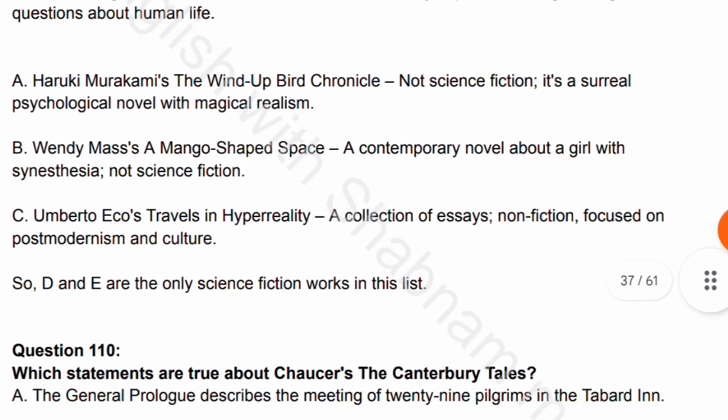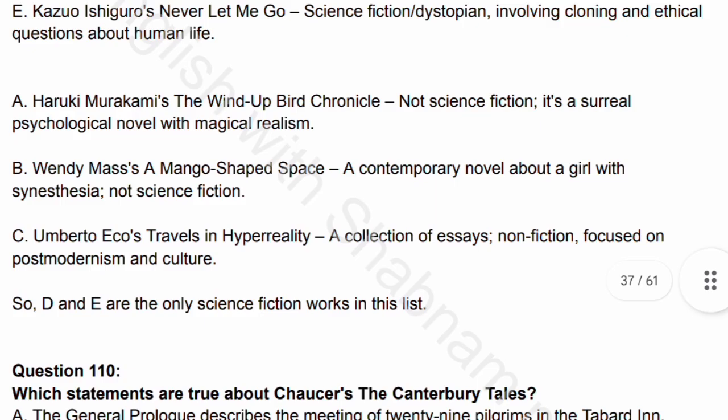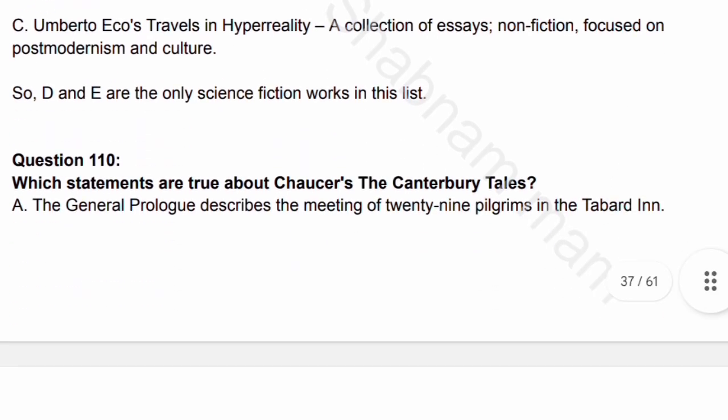Okay. There is some problem, I think. Not science fiction. They have mentioned it wrong. The answer is given in the negative way. Okay, no problem. I'll find out and tell you. Let's move on to the next question.